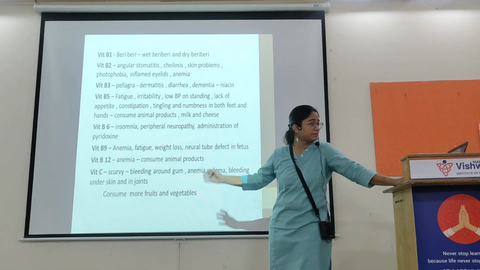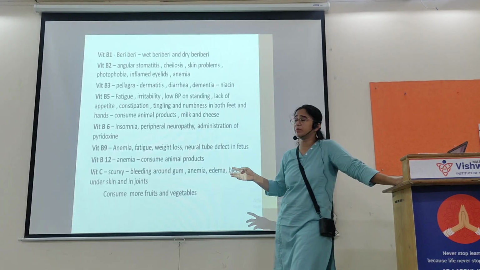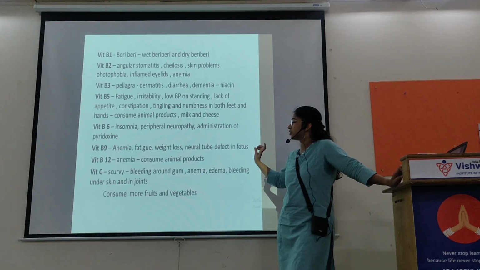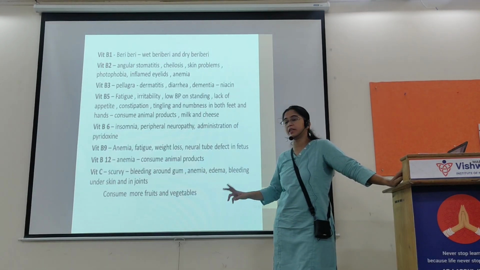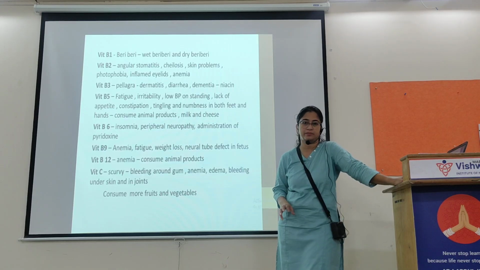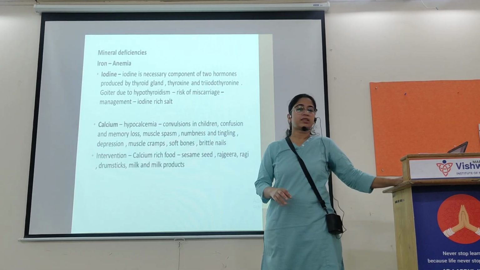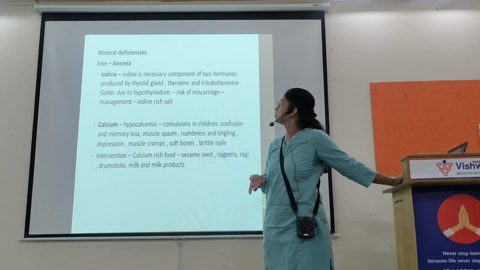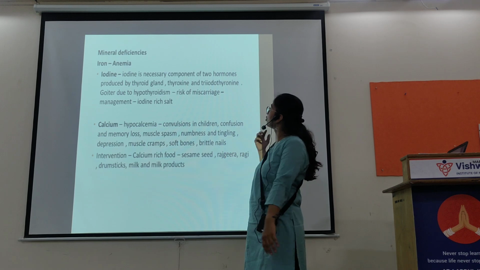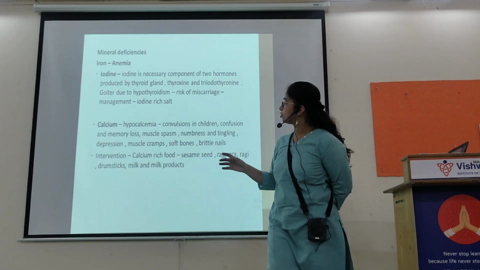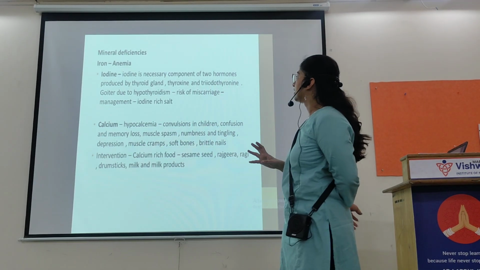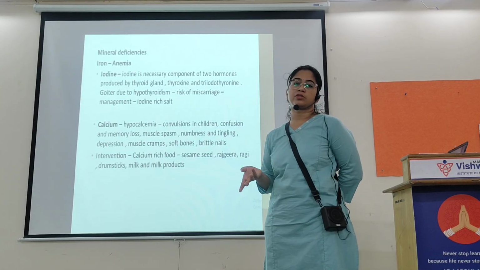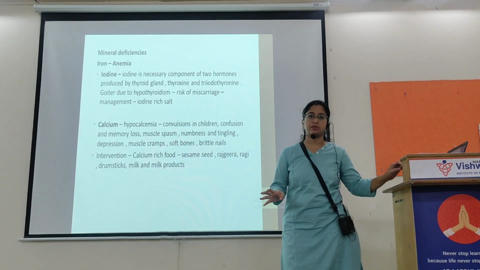So these are the profiles for vitamin B complex, but usually for all these deficiencies you have to include more fruits and green leafy vegetables in your diet. Okay. So mineral deficiencies: iron, anemia, we considered it. Second, iodine deficiency. Iodine deficiency has the risk of miscarriages and also goiter, that is due to hypothyroidism. So management is iodine rich salt, that is the one management there.